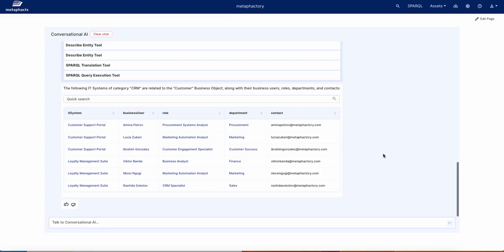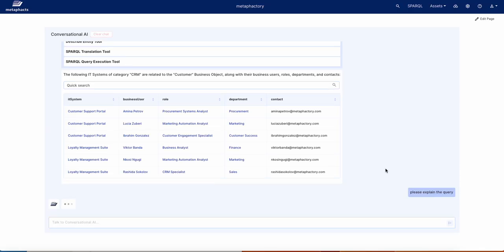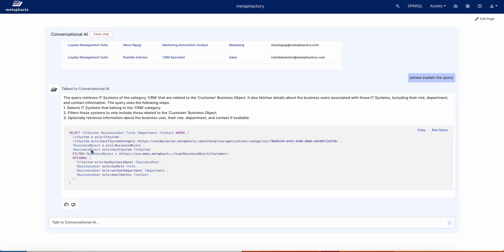Should this not be enough, obviously I am always capable of asking the agent, in natural language, to explain the query. So maybe we want it now to tell us in natural language what it has done. So now it will tell us, hopefully, how this result was calculated, how these different services came all together.